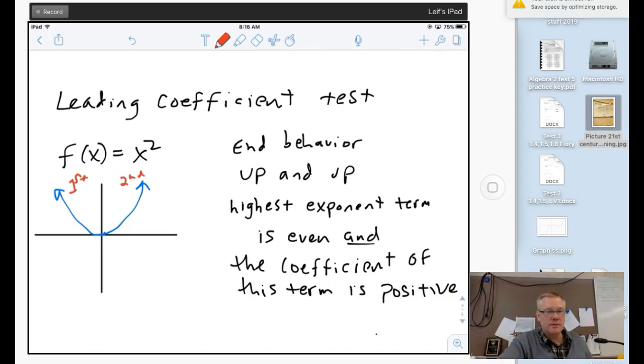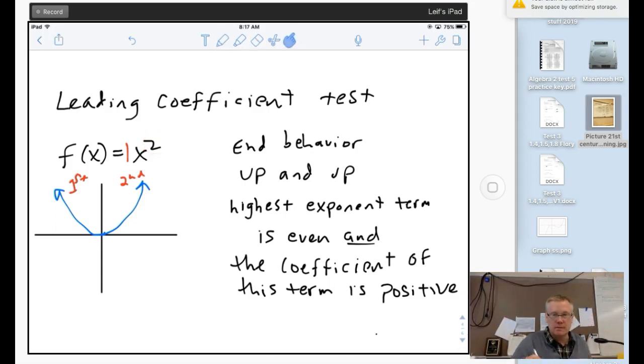This graph is f of x equals x squared. So the highest exponent term is a 2. It's x squared, and so that's even, which means they're both going to be up and up or down and down if the exponent is even. And in this case, the leading coefficient is a 1, which is positive, which means it's going to be opening up and up. If it was negative 1, they'd be going down and down, or negative anything. And this would also be true for any exponent that's even.